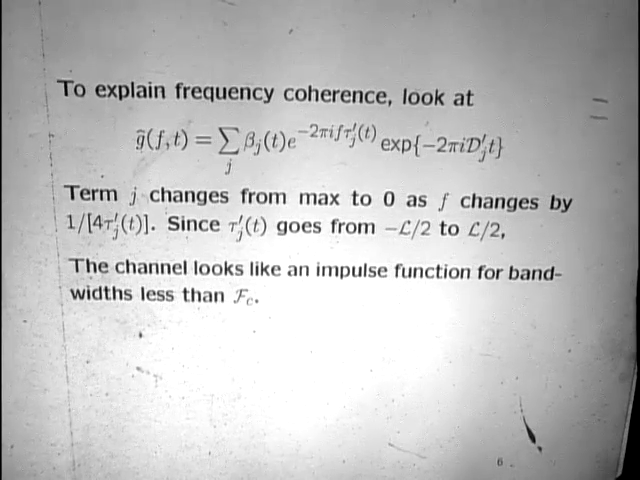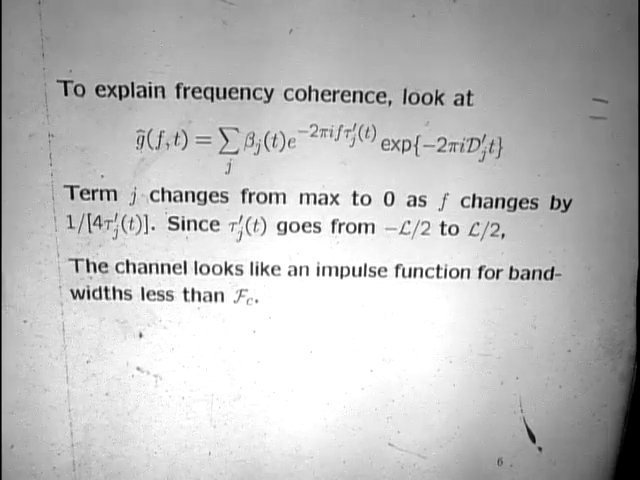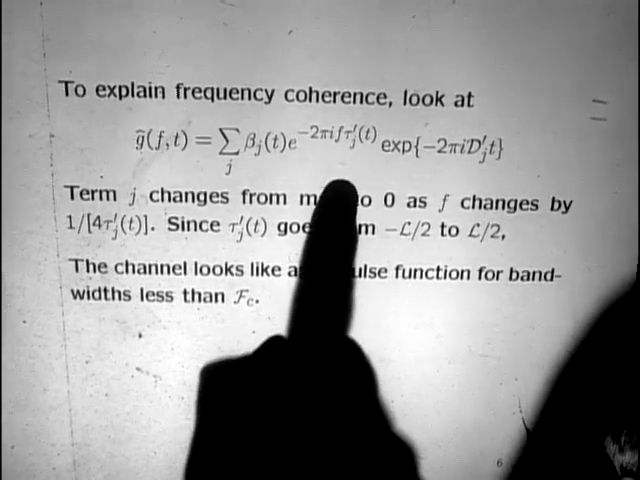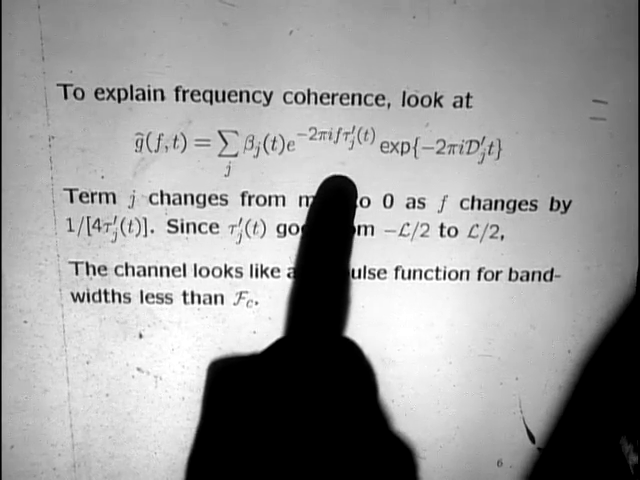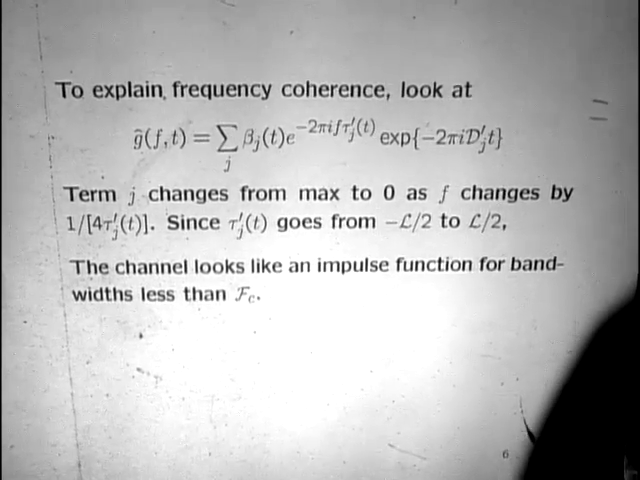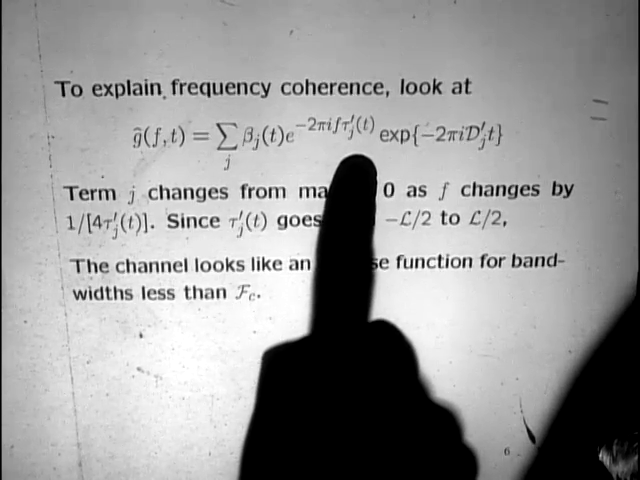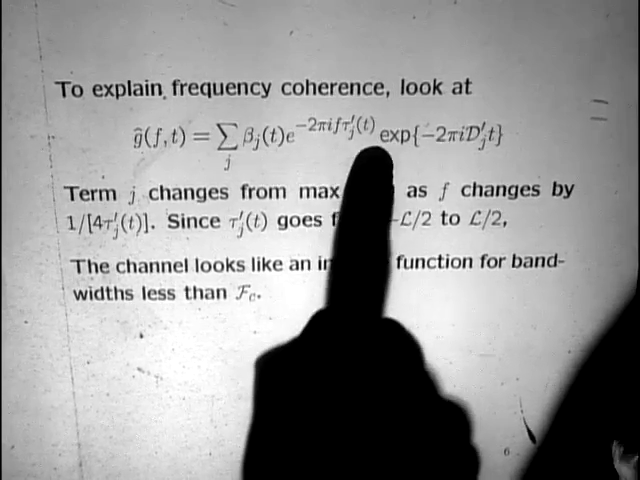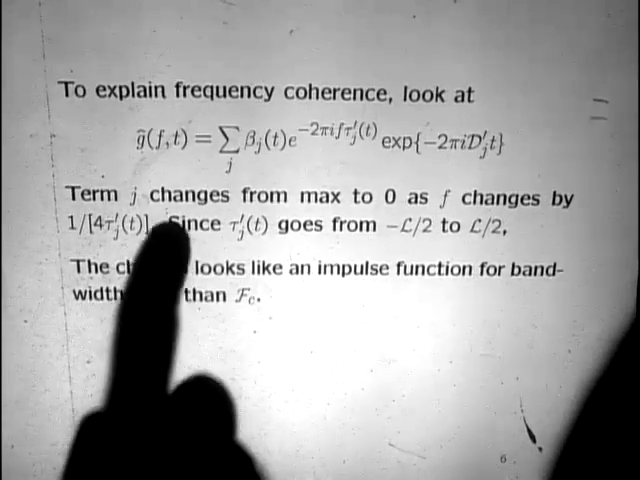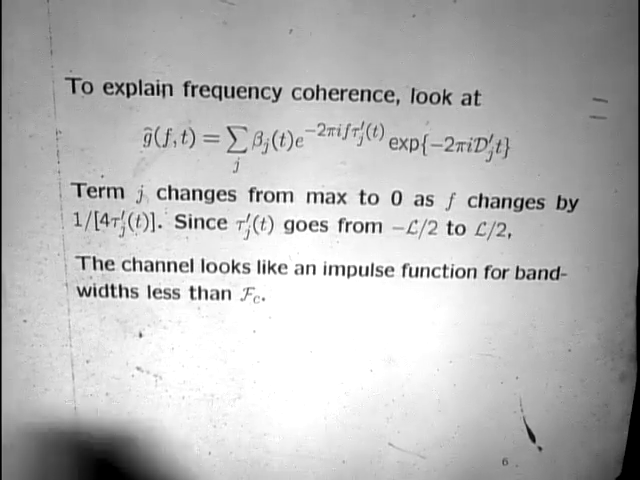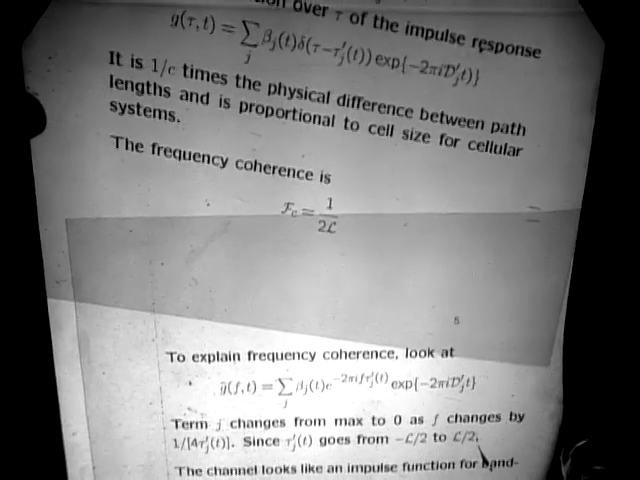And now the question we ask is, how much does the frequency have to change before this quantity is going to change materially? Well, the answer is the same as it was before. When this quantity here changes by pi over 2, you have a totally different result than you had before. So the question is, how much does the frequency have to change in order for f times tau j prime of t to change by a factor of 1/4? So the answer that we come up with is this has to go from minus L over 2 to plus L over 2, and this is where we get the result that we were just talking about, that the frequency coherence is 1 over 2 times the multipath spread of the channel. Okay?